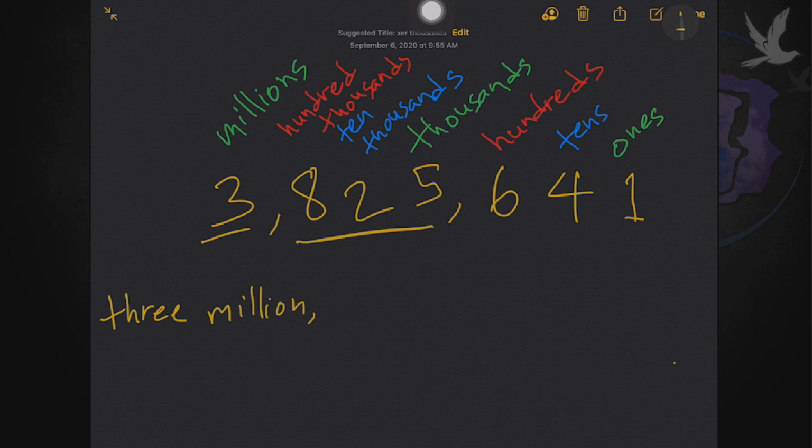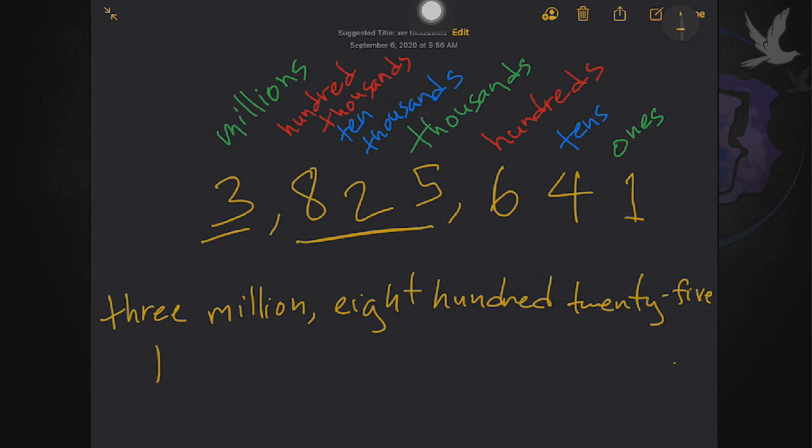The next family, which is the thousands family, if you're going to read this given number the way you read a basic unit family, that's equivalent to 825. Okay? But since it belongs to the thousands family, don't forget to add the word thousand. That is very important. Else your answer will be wrong.